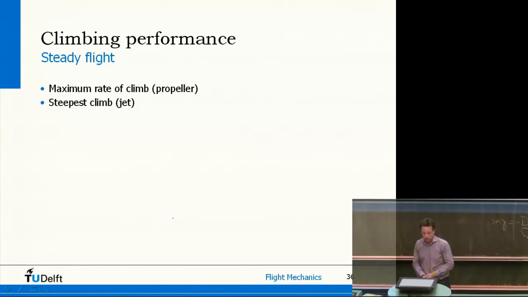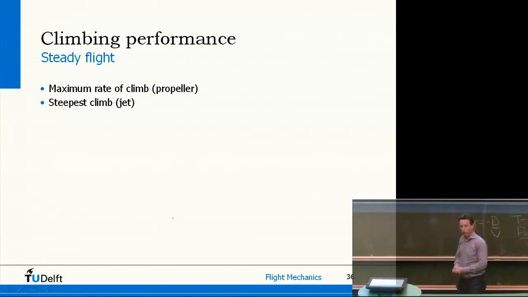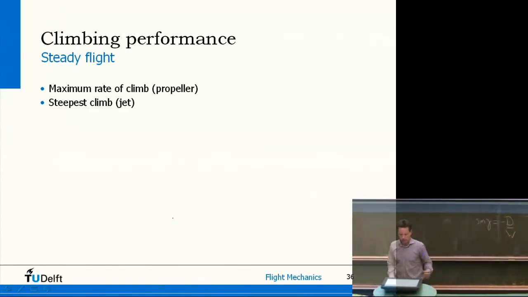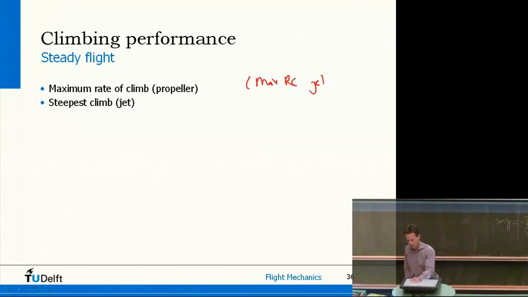So, what am I going to talk about? Two things. I'm going to treat the maximum rate of climb for a propeller aircraft and the steepest climb for a jet. And what I'm not going to treat is maximum rate of climb for a jet or maximum angle for a prop. So I'm not going to do this.